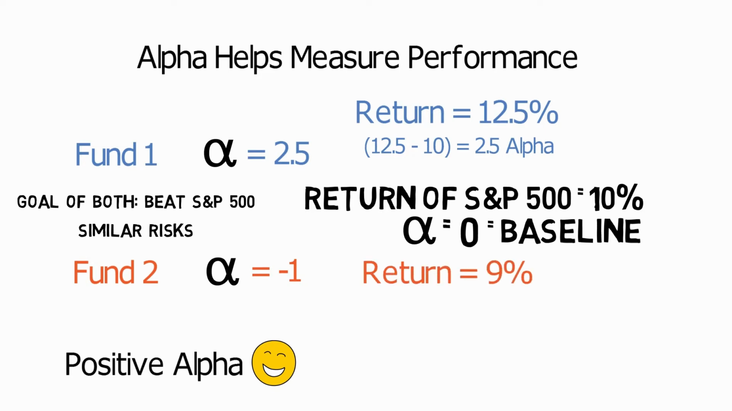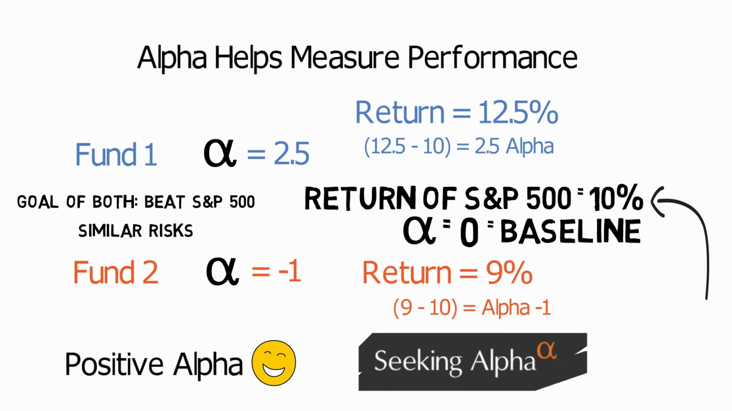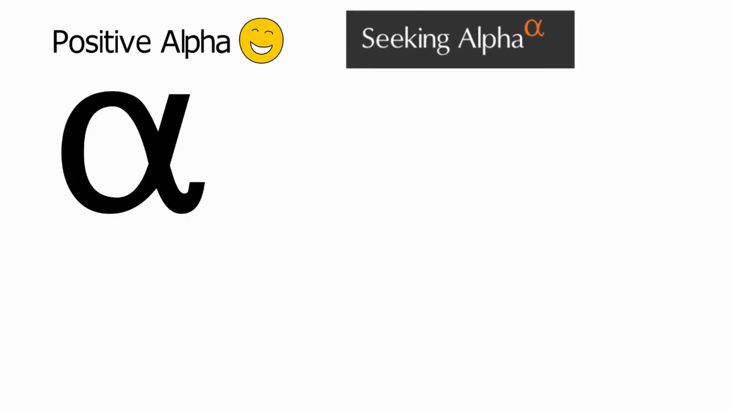Meanwhile, Fund 2 returned 9%. Not a bad return, but since the S&P 500 returned 10% and had similar risks, the alpha generated was actually negative, meaning you could have invested in the benchmark, taking a similar amount of investment risk, and returned more. You may have seen a website called Seeking Alpha. This is the premise behind the name. If you generate alpha in your portfolio, it means you are generating more returns for a similar amount of risk.